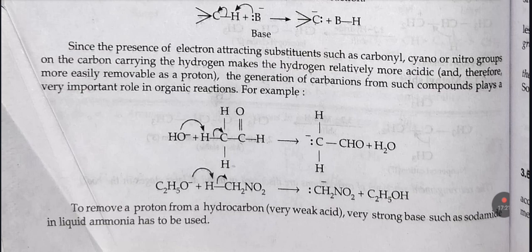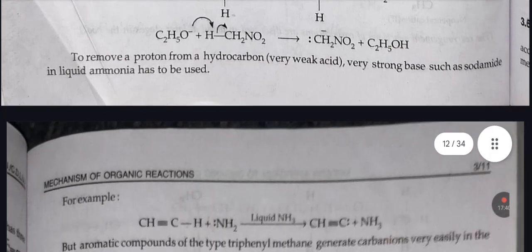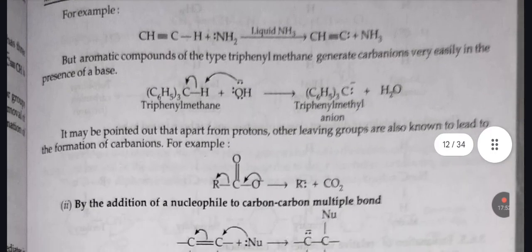For example, OH negative plus CH3CHO will give rise to CH2CHO negative plus H2O. C2H5O negative plus CH3NO2 will give rise to CH2 negative NO2 plus C2H5OH. To remove a proton from a hydrocarbon, a very weak acid, a very strong base such as sodamide in liquid ammonia has to be used. For example, CH triple bond CH plus NH2 negative in the presence of liquid NH3 will give rise to CH triple bond C negative plus NH3.